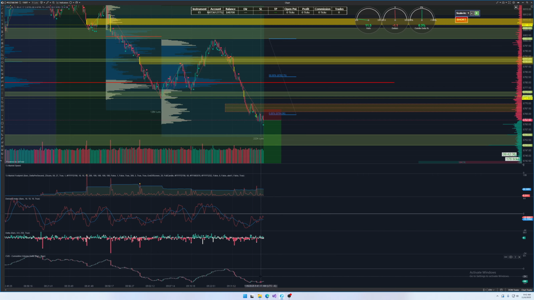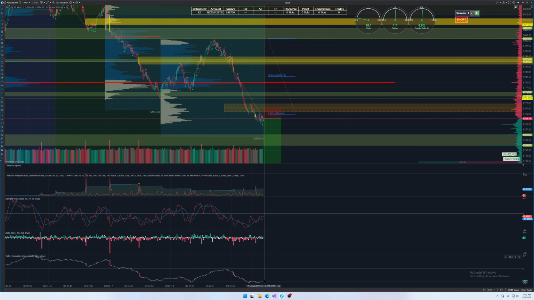So I wouldn't go short. I wouldn't go short now because the cumulative delta goes up and the market still kind of goes down. So I would not go short now, and I don't go long because it would be against the trend. So I'd rather wait for a retracement.